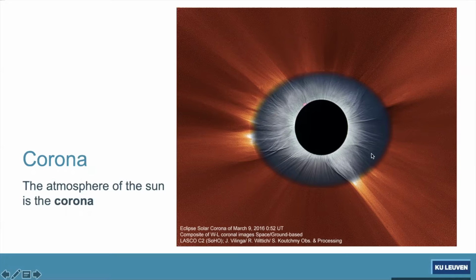This is a picture taken from Earth, from the ground, during an eclipse. So here is the moon that blocks the sun, and you can see there are these bright regions here. It's called the chromosphere. And then you see the corona around it. It's called chromosphere because it has a color. In Greek, chromo means color. So that's the origin of the name. And then the corona around it, because it's like the crown around the sun.